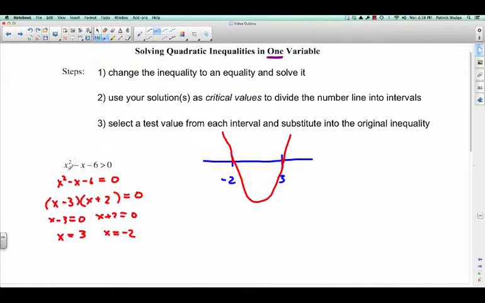And if we're interested in all the points that are greater than 0, it's all the points that are less than negative 2. Those are all greater than 0. And all the points that are greater than 3. Those are all greater than 0 as well.